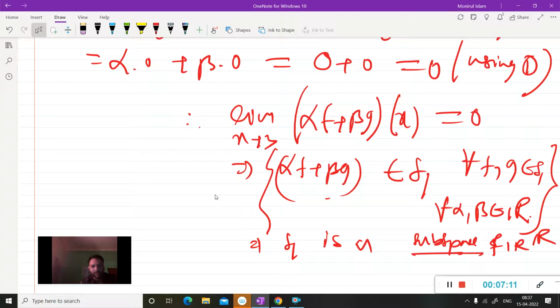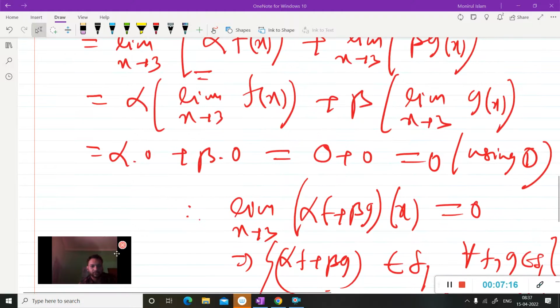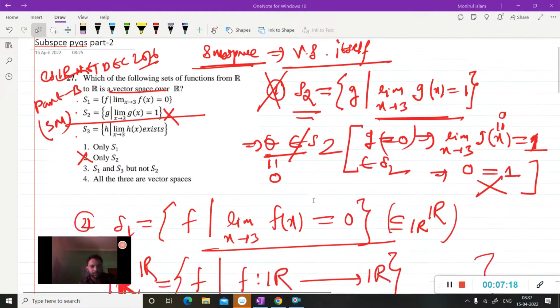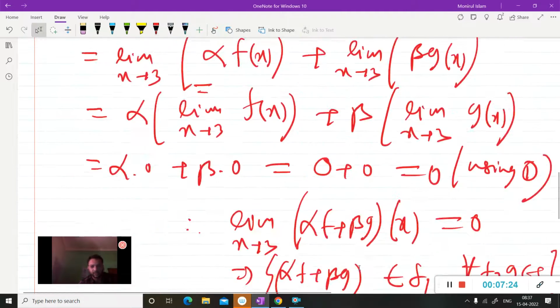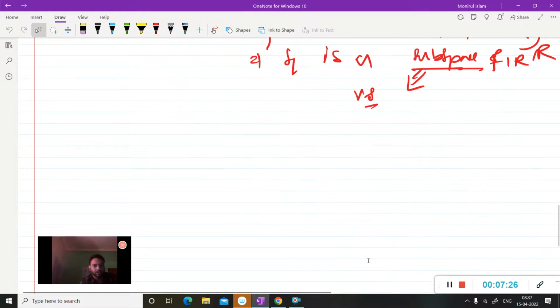This is a subspace, and every subspace is a vector space, so S1 is a vector space. Now we are going to check S3. Similarly, S3 is quite similar to S1.